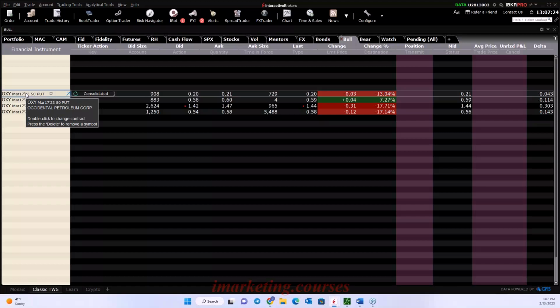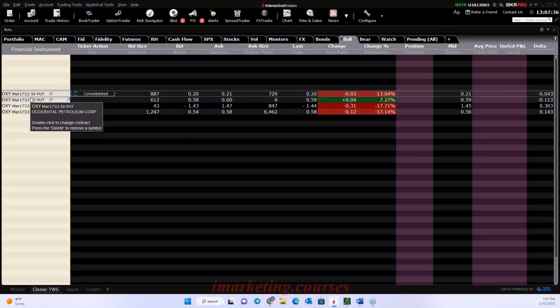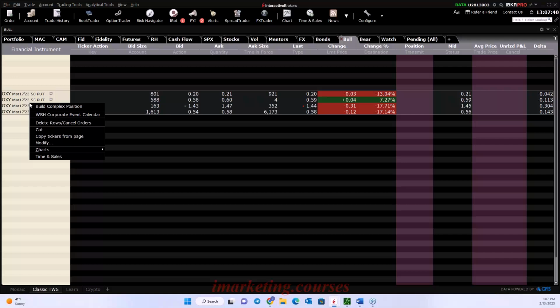Let me show you how to highlight. It's like an Excel program. If I click on the top, hold down the shift key and click on the bottom, they're all highlighted, right? Or I could have held down the control key and clicked on each one. But if I click on the top, hold down shift and click on the bottom, they're all highlighted.